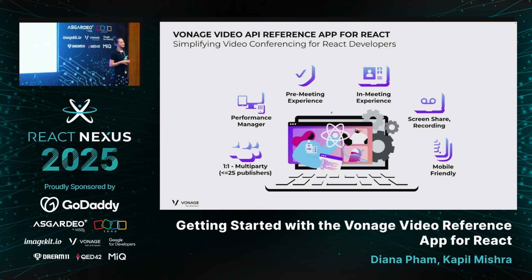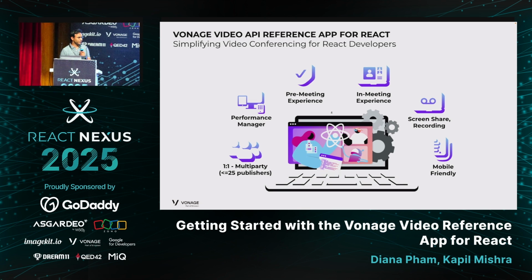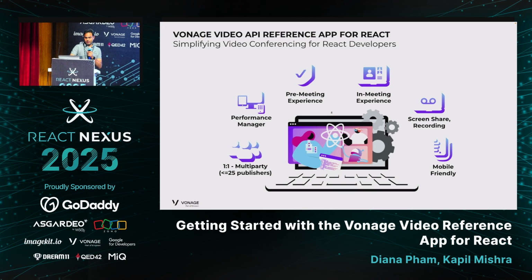So why are we here today? We are talking about the Vonage Video React app, a feature-rich, open source video conferencing reference app built with our Vonage Video APIs. It's a simple way to add video to your React apps. Some of its features: it can be used for one-on-one or multi-party calls, in-call experience, mobile-friendly, screen sharing, and also performance management.